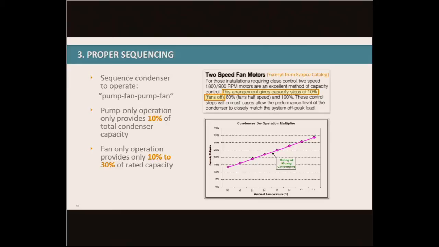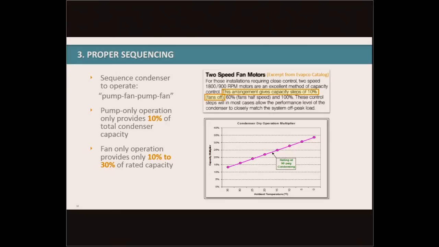We don't want a strategy where we do all pumps first and then the fans, or all fans first and then the pumps. The reason being is that the pumps and the fans by themselves don't offer very much heat rejection, and the greatest heat rejection is when they're used in tandem. So as an example here, you can see this excerpt from the Evapco catalog. It was highlighted that with the pump-only control, this arrangement only gives you about 10% heat rejection of the rated capacity. So when you've got your condenser, you turn on the pumps, you're only getting about 10% of the capacity of that condenser with the pumps.